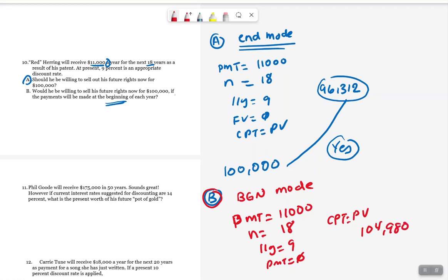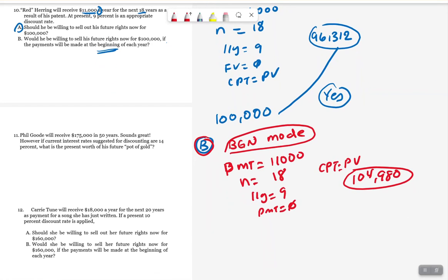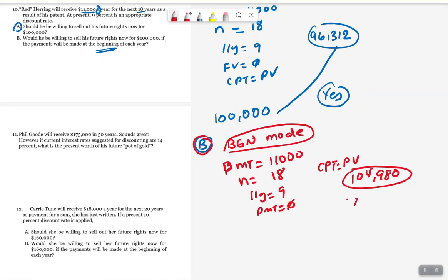So of course, if the payments are due in begin mode, there's more money coming in. Should you sell it for 100,000? No, I will not sell it for 100,000, because I will receive more money if I make an agreement where the payments are made at the beginning of the year. In begin mode, you get one extra payment, and that's worth more money. So your answer will be no here.